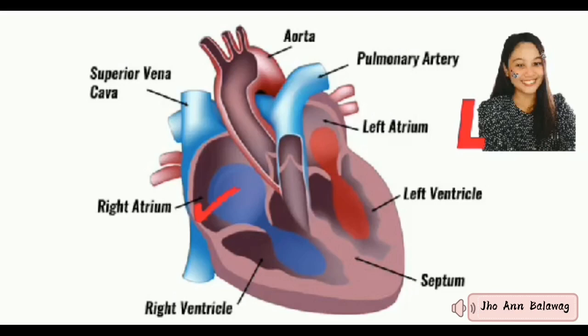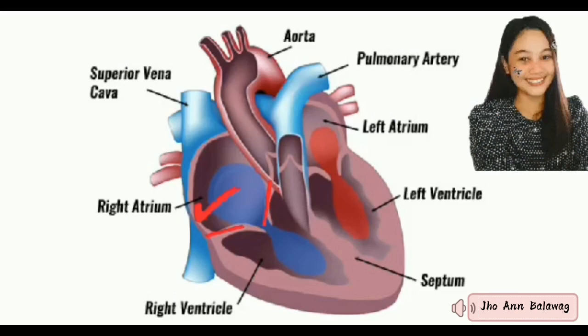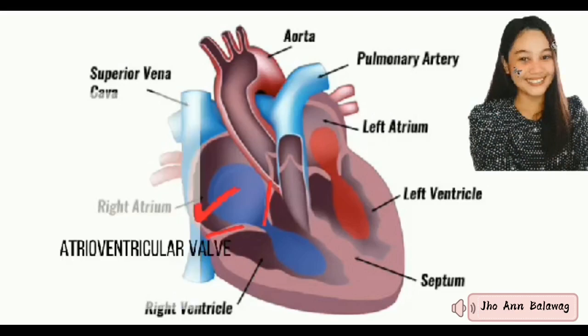Then it goes through this valve here. This valve is called the AV valve, or atrioventricular valve. Sometimes we call it the tricuspid valve. So the blood is now going to go from here into the ventricles. A ventricle is a chamber from which blood exits.